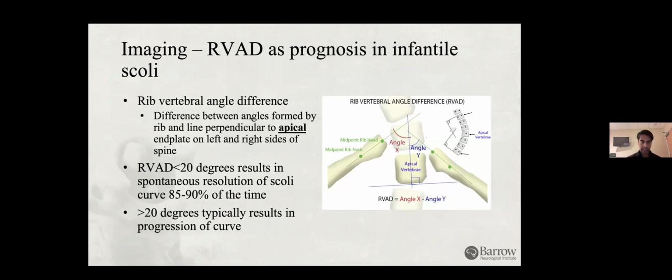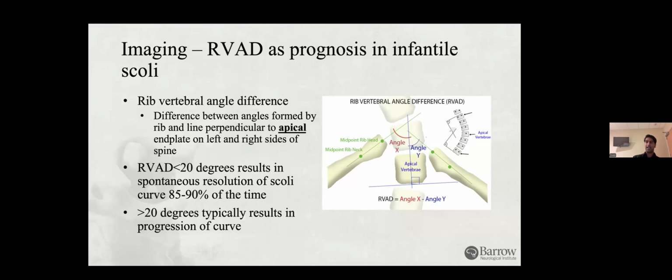This was a relatively novel finding. The rib vertebral angle difference has been shown to indicate prognosis in pediatric deformity patients. So this is really just angle X and angle Y in the figure. You find the apical vertebra, the one furthest away from the CSVL, and you look at the angles formed by the ribs. If you have less than a 20-degree angle in a young child, that actually does result in resolution of the scoliosis 85 to 90% of the time, whereas greater than 20 degrees typically results in progression.